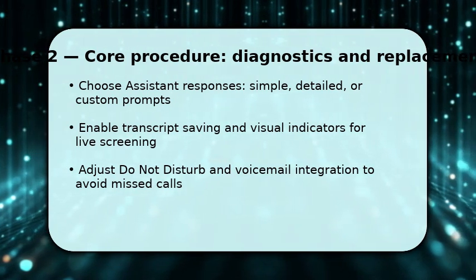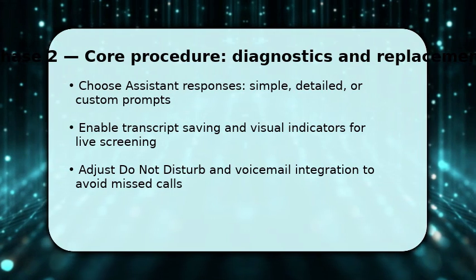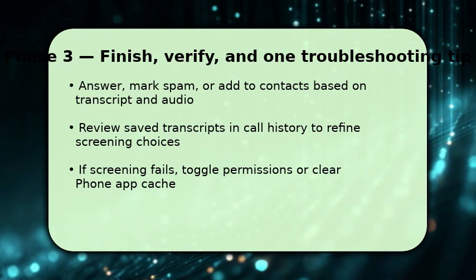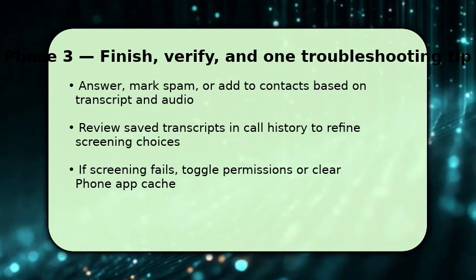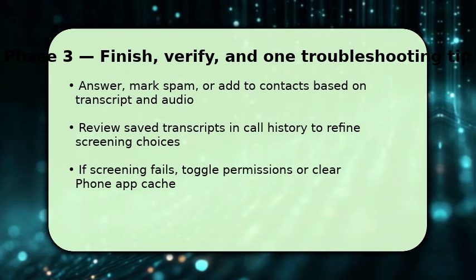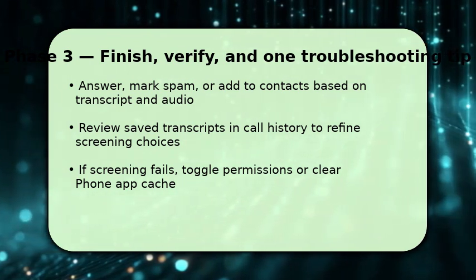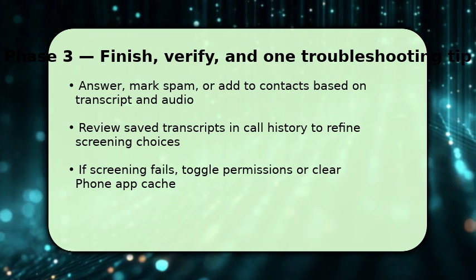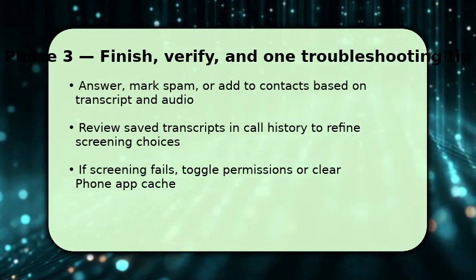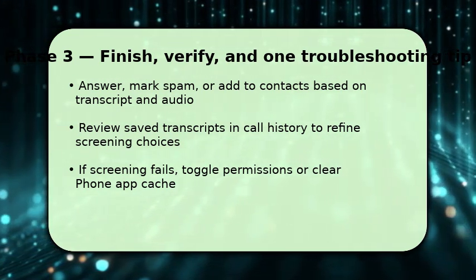To complete a screening session, read the transcript, listen briefly if you allow audio, and then choose Answer, Mark as Spam, or save the number to contacts. Once you finish, review saved transcripts in call history to refine settings, make screening stricter or more lenient depending on false positives. If screening stops working, verify assistant and microphone permissions, restart the phone app, or clear its cache.